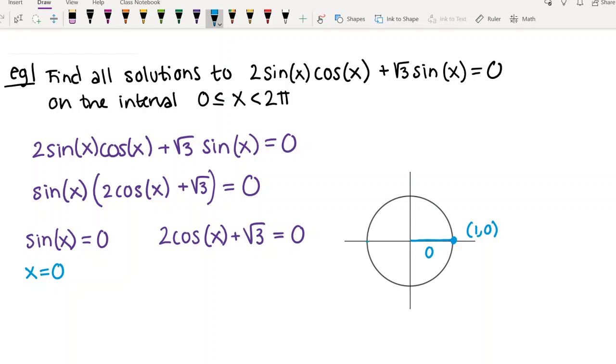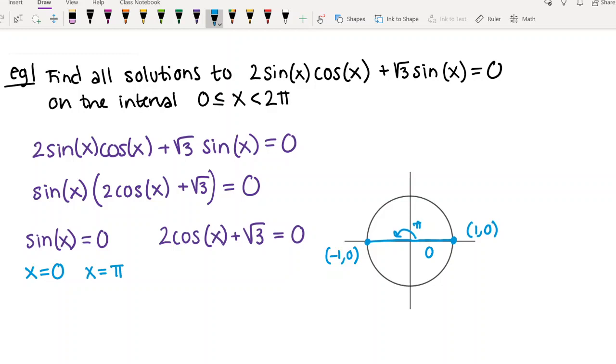Where else do we have an angle that fits this description? Well, if we go to an angle of pi, that is also going to satisfy having a y-coordinate of 0. And so our other solution is x is equal to pi.